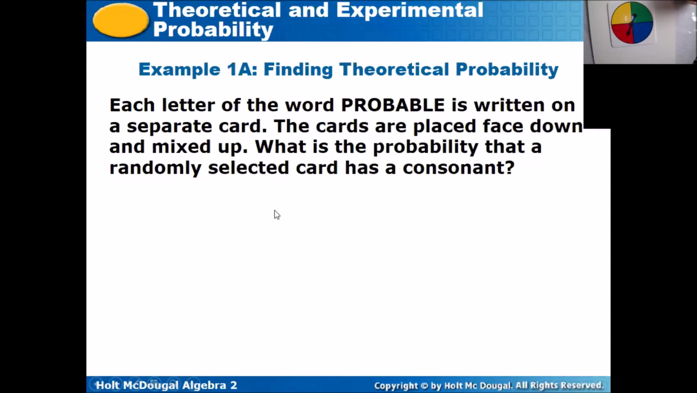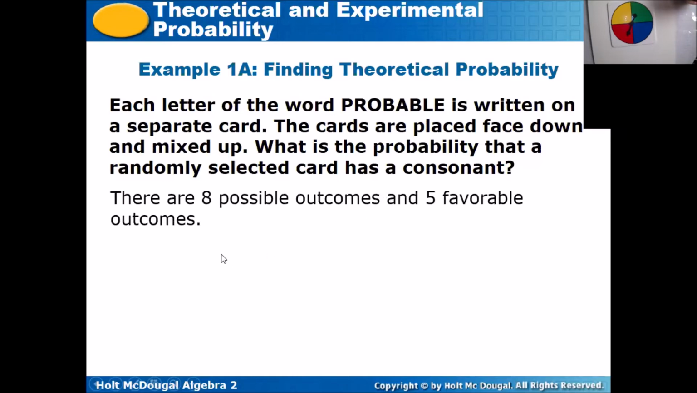Then it says, what is the probability that I randomly select a card that's a consonant? I know y'all know what vowels are, but sometimes people forget what consonants are. They're basically anything that's not a vowel. Our vowels are O, A, and E. So we've got P, R, B, B, and L. There are 8 possible outcomes, and there are 5 favorable outcomes because that's the number of consonants. So all we're going to do is put the 5 over the 8. If we get a decimal, it would be 0.625, and then we multiply that by 100 to get our percentage. Anybody have any questions?